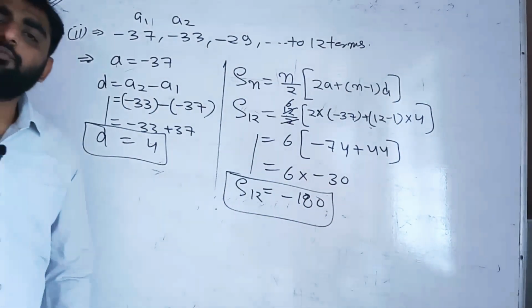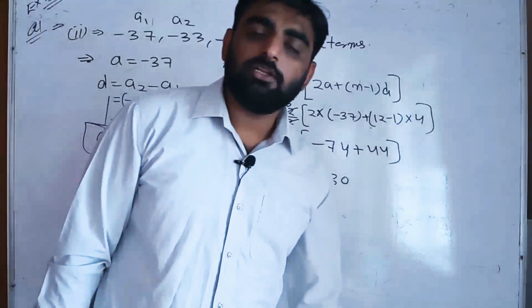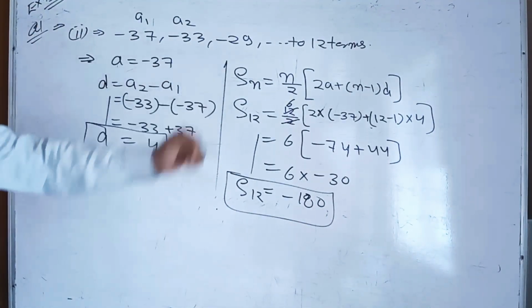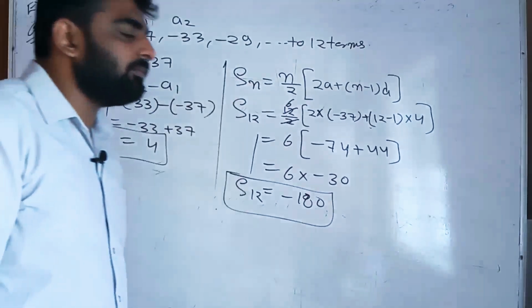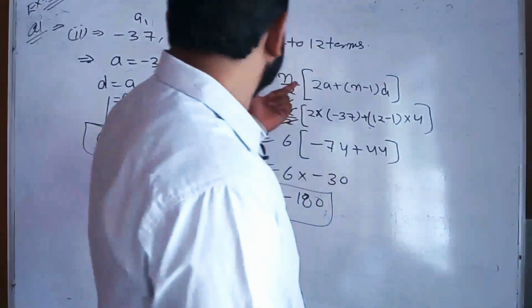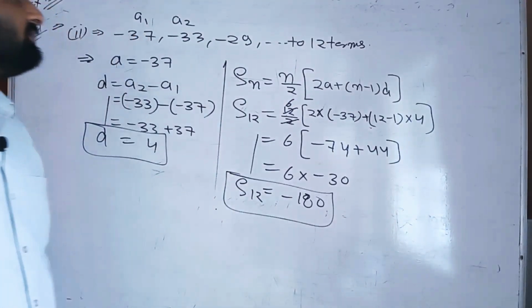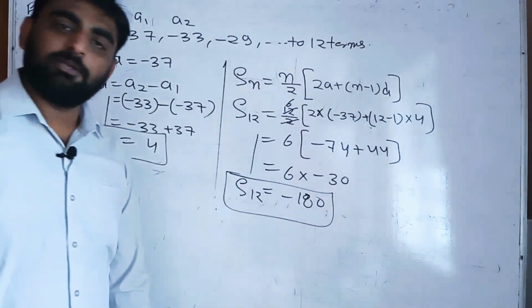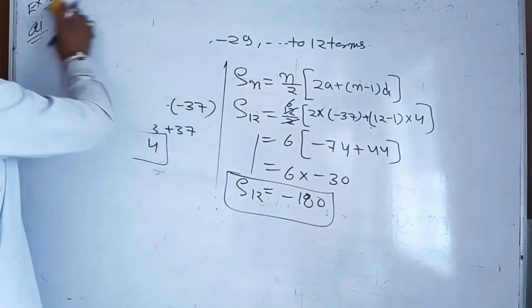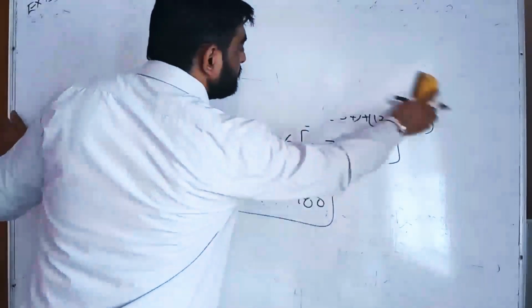So you can easily find the sum of 12 terms by putting the values of a, n and d in this formula. But you have to revise this formula: Sn is equal to n upon 2. You have to learn the formula. So the sum of an AP is Sn equals n upon 2 into [2a plus (n minus 1) into d]. Now we'll go for question number 2.